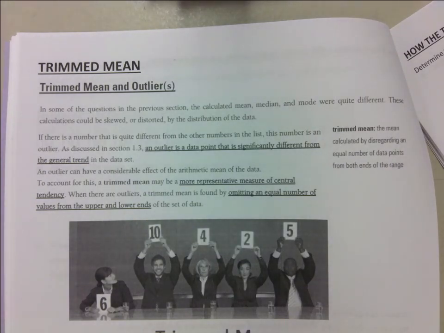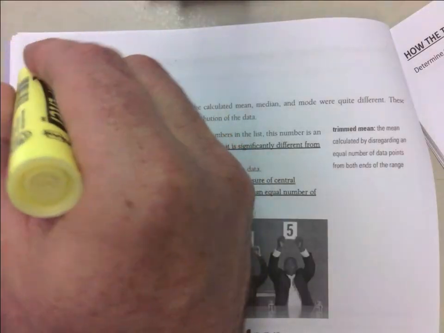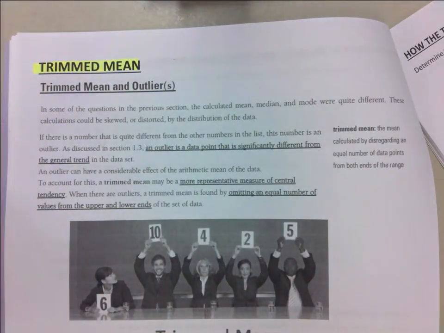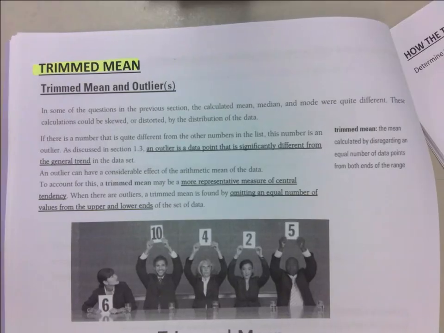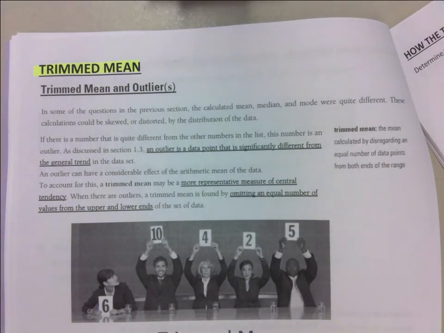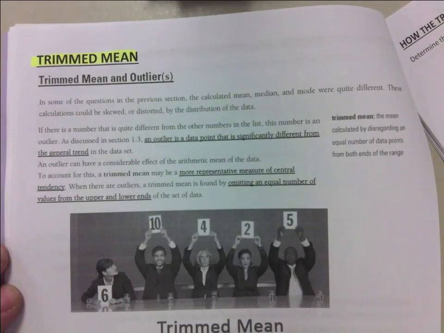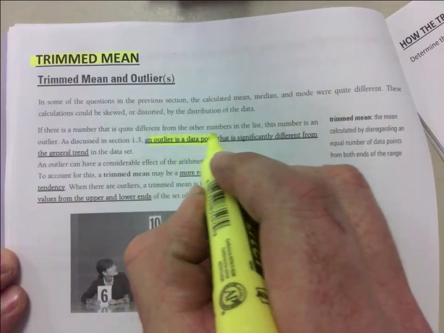So for trimmed mean, here's my highlighter. What do you think of when you think of trimmed? Right, you're cutting up, right? So that's exactly what trimmed mean is going to do. Why do we trim things? Okay, to get rid of outliers.